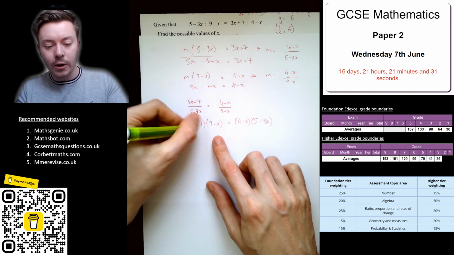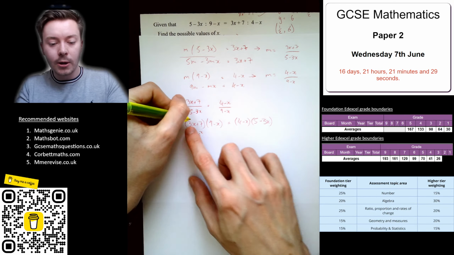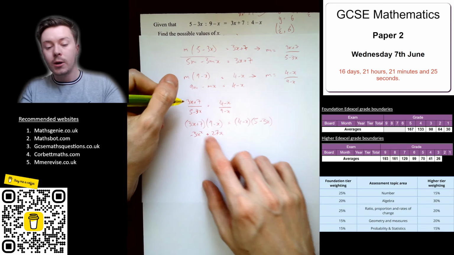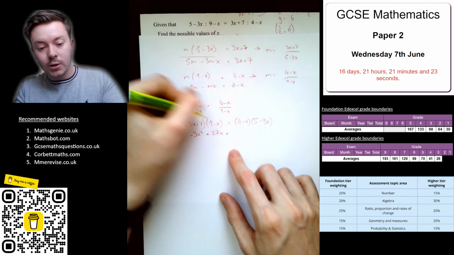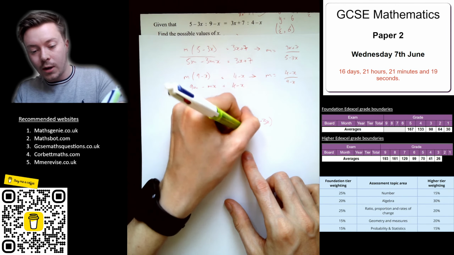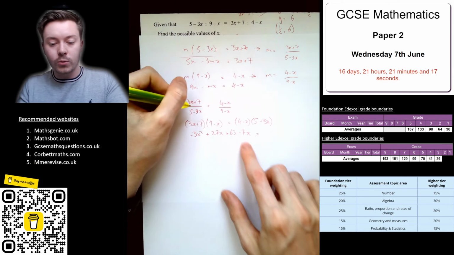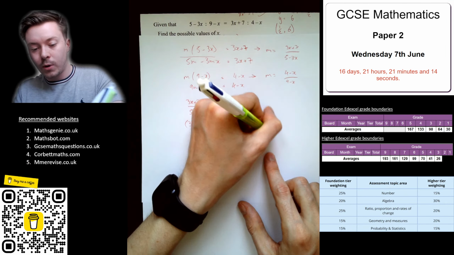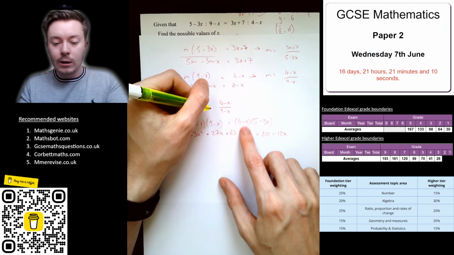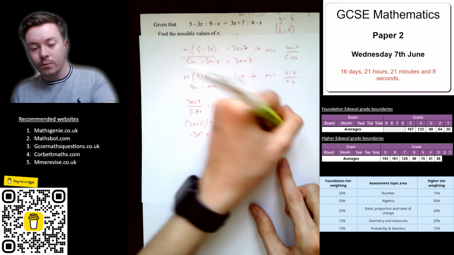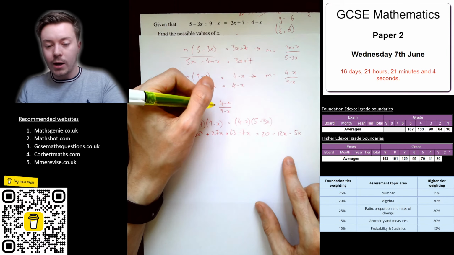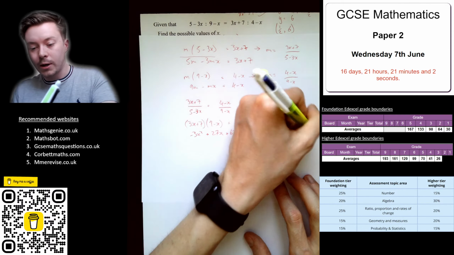So 3x times minus x is minus 3x squared. 3x times 9 is going to give me 27x. 7 times 9 is going to give me 63. 7 times minus x is minus 7x. That's equal to 4 times 5, which is 20, 4 times minus 3x, which is minus 12x, minus x times 5, which is minus 5x, minus x times minus 3x is going to be positive 3x squared.